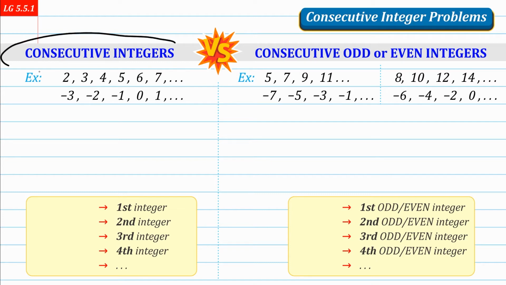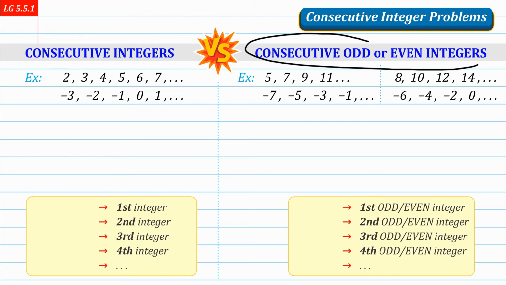Let's compare consecutive integers with consecutive odd and even. Pag sinabing consecutive integers, magkakasunod. So, 2, 3, 4, 5, 6, and so on. Pwede ring negative 3, negative 2, negative 1, 0, and so on. Okay, now, may I ask you, knowing yung first integer 2, how do we get yung next? How do we get yung 3 given 2? Very good. It's plus 1.